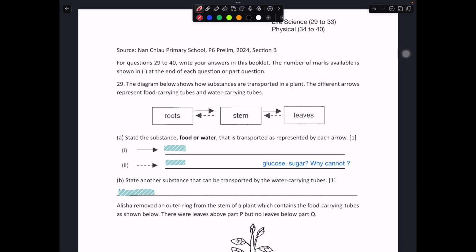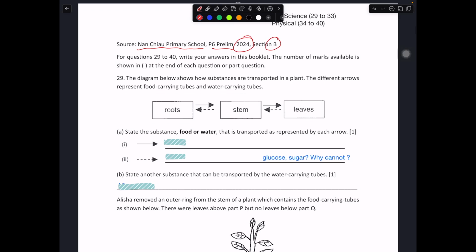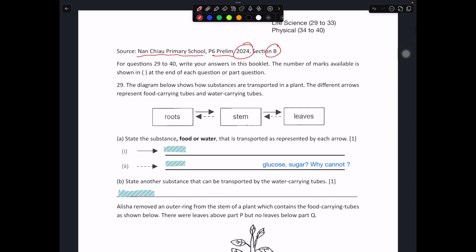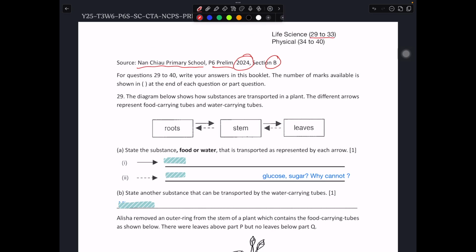So today I'll be going through Nan Chiau Primary School P6 Prelim Paper 2024 Section B. Over here we have 29 up to 40 questions. So from 29 to 33 is life science, basically any science to do with living things. Next will be your physical science, things like your light, energy, metal, all will fall under physical science. So this part is more of a let you know, so that when you reach a certain question, you probably can change your mind to certain concepts.